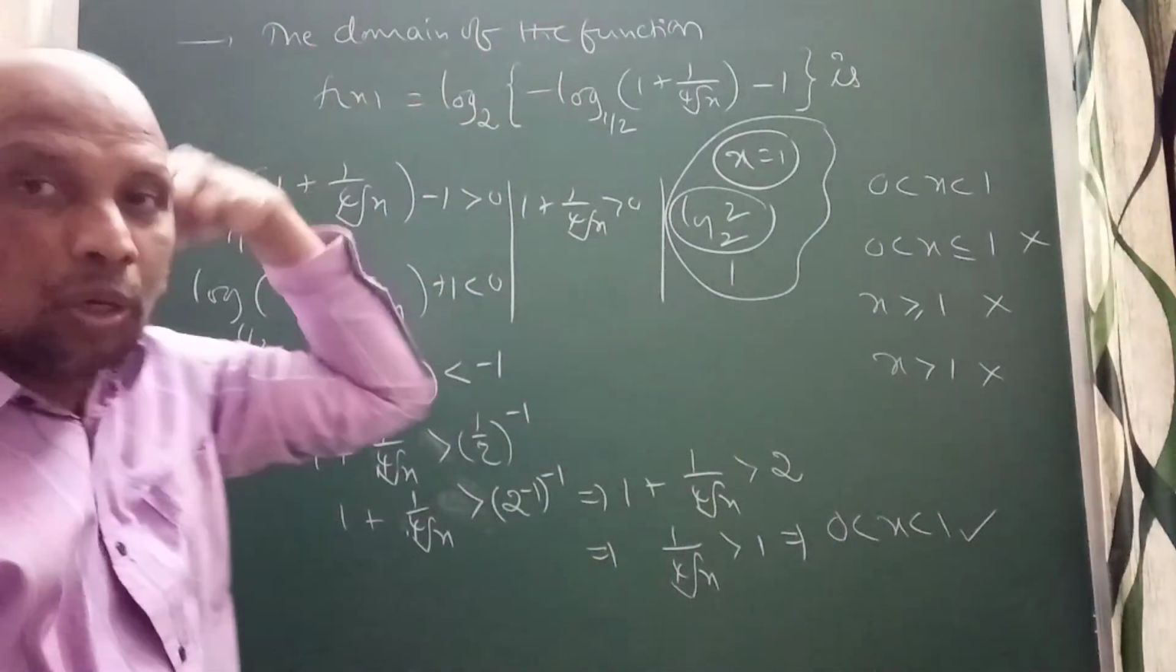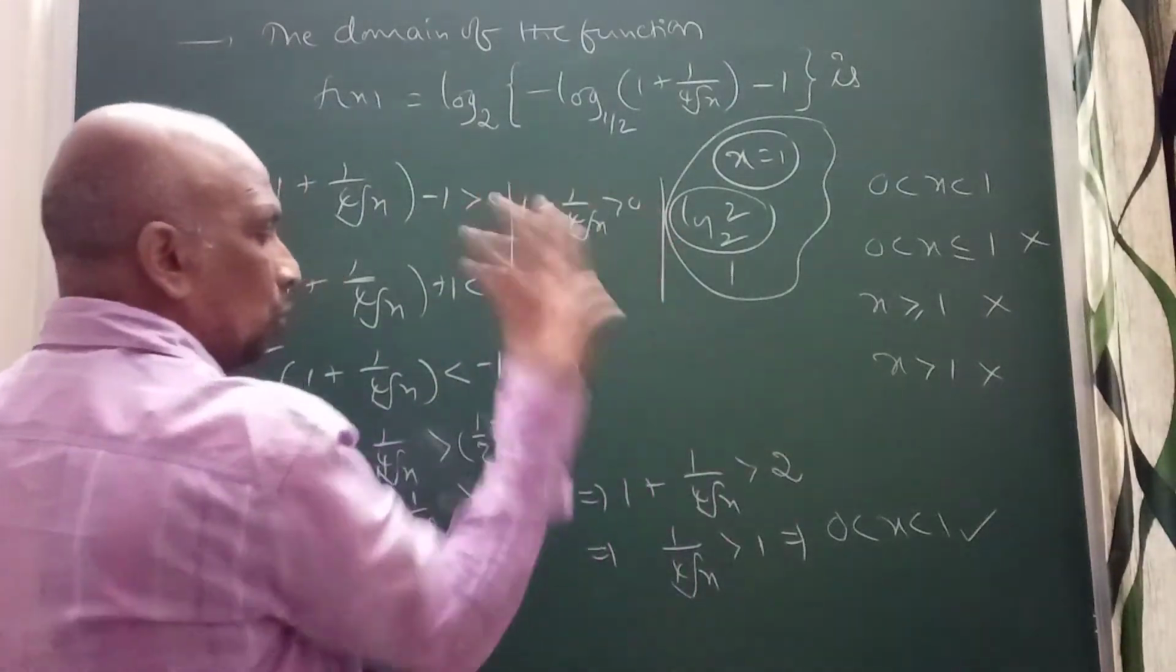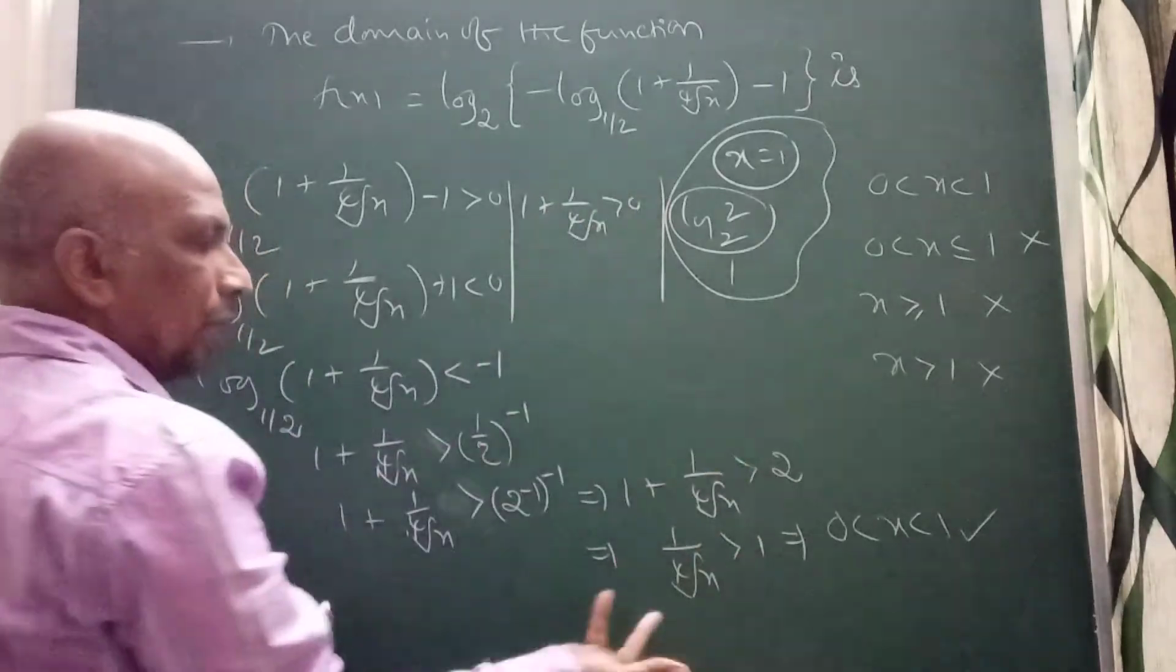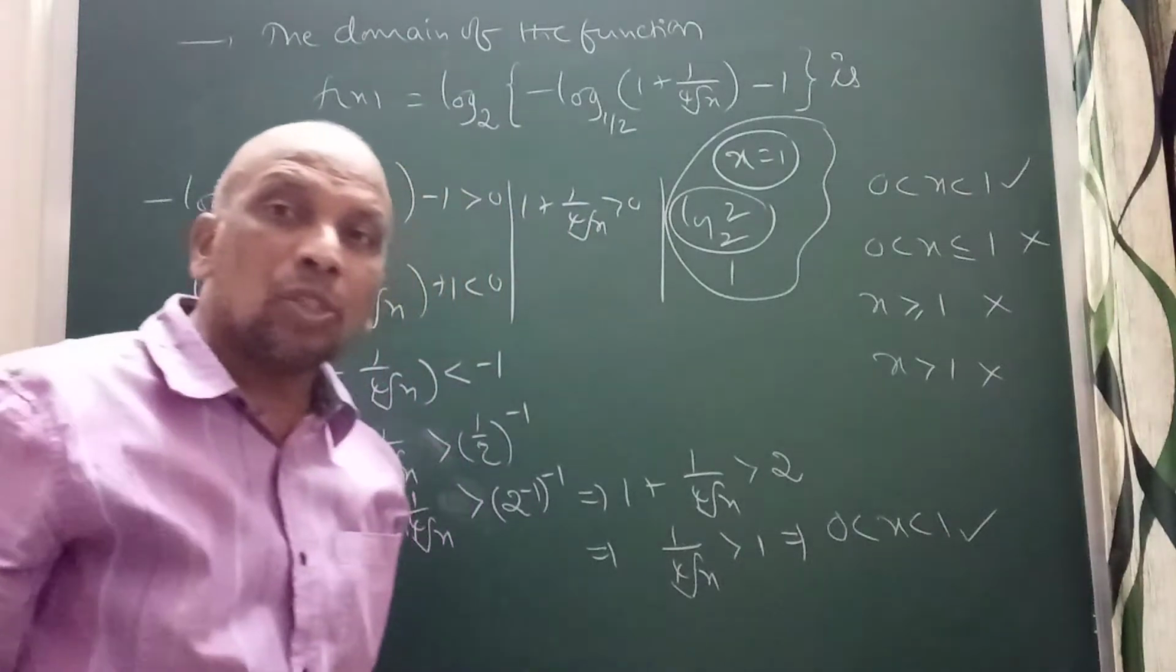Even this is also positive. Obviously we got it. The center value is more than 2. We got this value is more than 2, right? So your answer is 0 less than x less than 1. This is how to solve the problem.